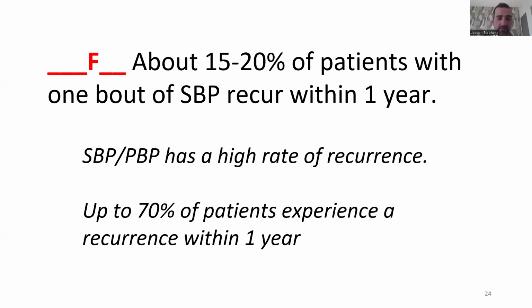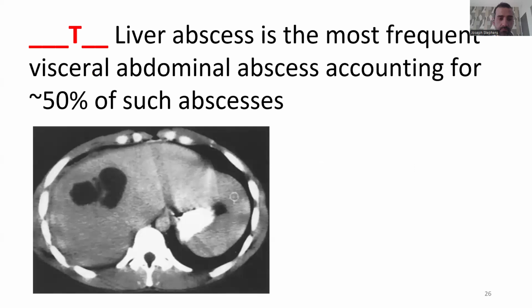True or false, about 15 to 20% of patients with one bout of SBP recur within 1 year. The answer here is false. SBP actually has a high rate of recurrence. Up to 70% of patients experience a recurrence within 1 year. So it's generally a rare event in people with cirrhosis, but once you've had it once in the past, you have a very high rate of having it again in the near future.